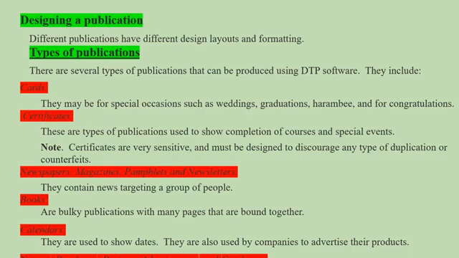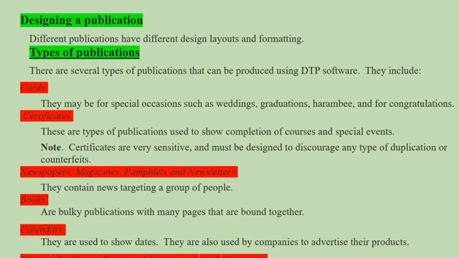They include cards, certificates, newspapers, magazines, pamphlets and newsletters, books, calendars, brochures, flyers, that is the advertisement notices, and catalogs. And therefore, when you talk about cards, they may be for special occasions such as wedding, graduation, and congratulations. Then certificates, you can have certificates of completion, certificate of merit, certificate of appreciation, certificate of excellence.